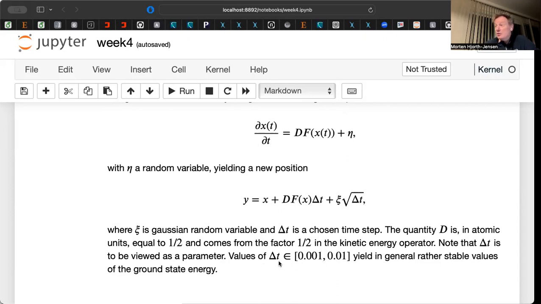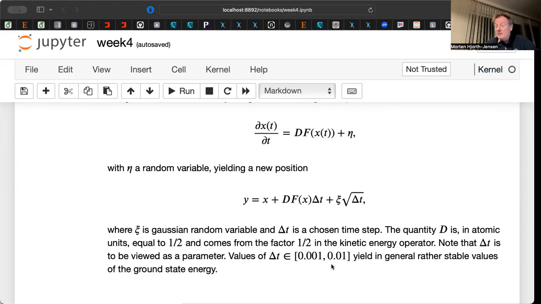If you make delta t too large, then the random walker will jump out of the probability distribution. If you make it too small, it will barely move. So a kind of fine-tuning is normally done with a range of values of delta t. And what you can do then, and which many people actually do, is to take these values, calculate the expectation value of the energy, and extrapolate to delta t equal to 0.